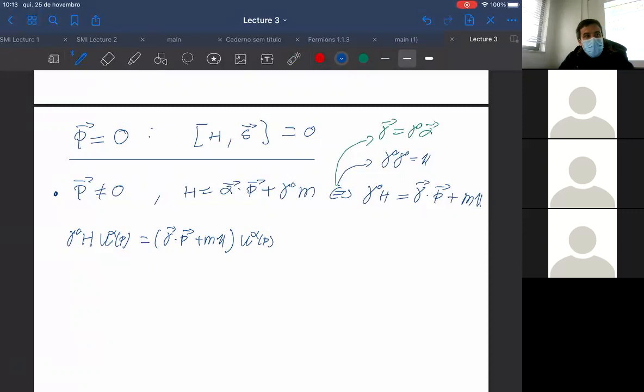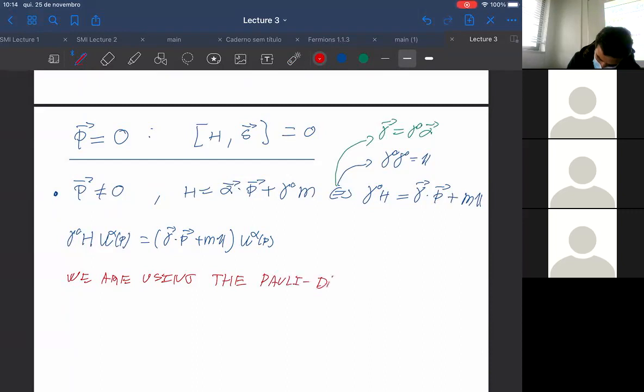Great. Now these are matrices, and here we are using the Pauli-Dirac representation. It's not very easy to write only capital letters, it takes a bit more time. So this is the representation we are using.